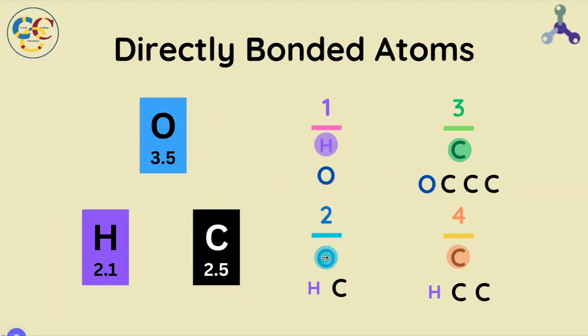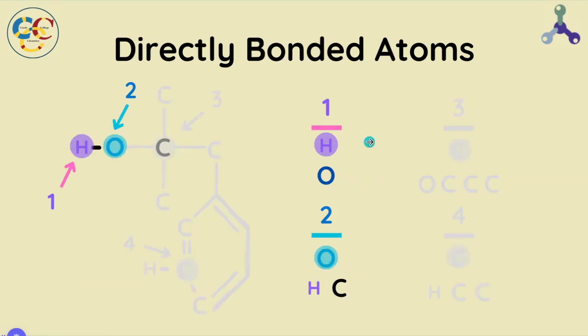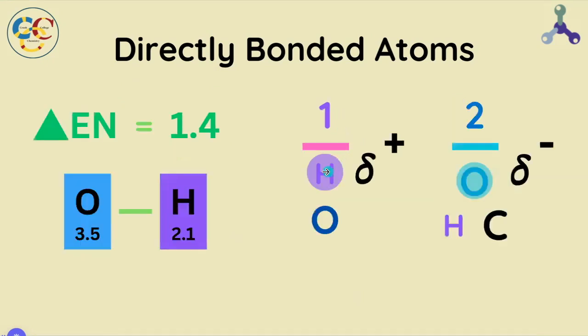For instance, we care about the electronegativity of our oxygen, number 2, as well as the electronegativities of the carbon and the hydrogen directly bonded to it. Atom 1 and 2 are the hydrogen and oxygen respectively, and since they are directly attached to each other, we'll tackle them at the same time. The bond they form has a relatively large electronegativity difference of 1.4 units, where oxygen is much stronger at attracting electrons, so it acquires a partial negative charge and hydrogen a partial positive charge.